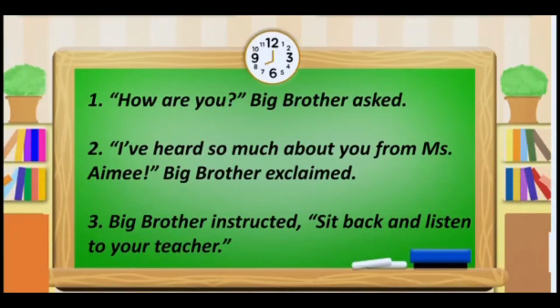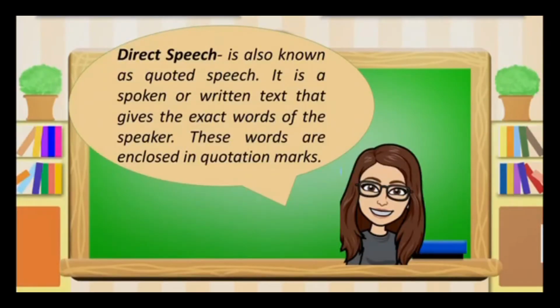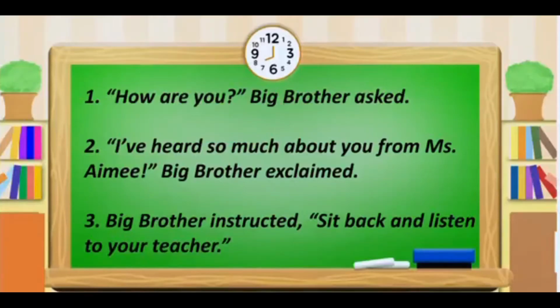Notice that the exact words of the speaker are placed inside the quotation marks. What do we call these statements? That's right. These are examples of direct speech. Direct speech is also known as quoted speech. It is a spoken or written text that gives the exact words of the speaker. These words are enclosed in quotation marks. Look at these examples of direct speeches.